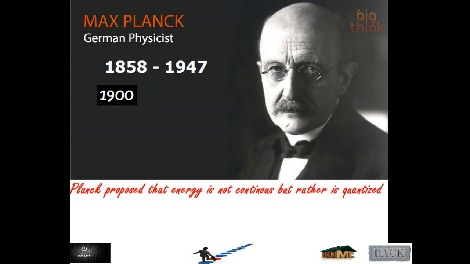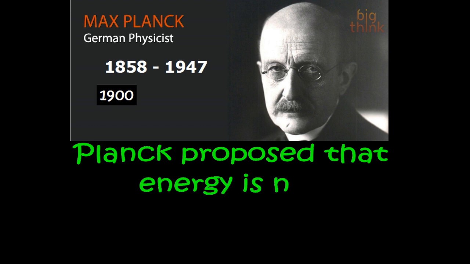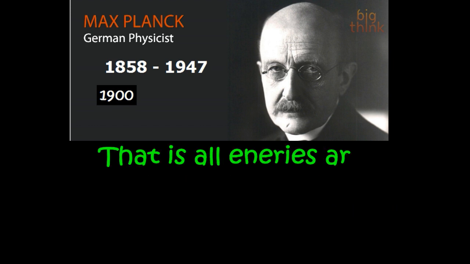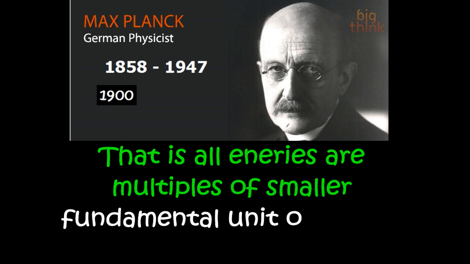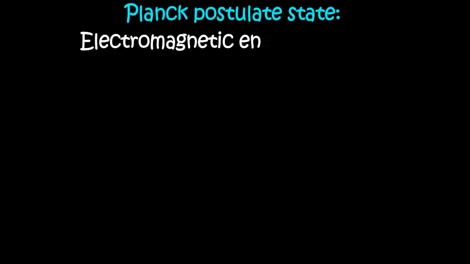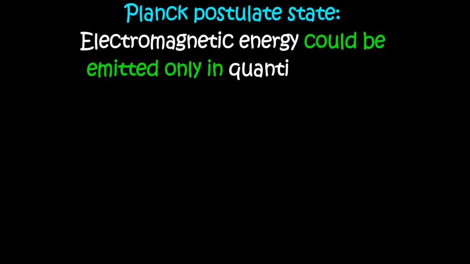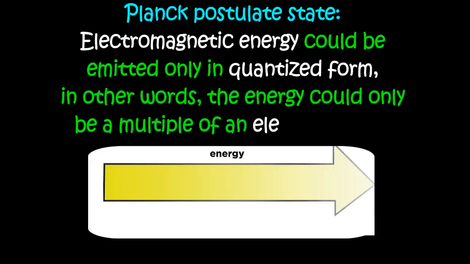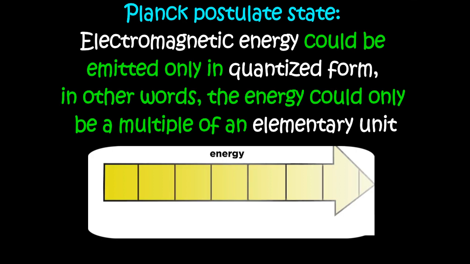In 1900, another German physicist, Max Planck, proposed that energy is not continuous, but rather is quantized. That is, all energies are multiples of a smaller fundamental unit of energy, which is Planck's energy. And his postulate states that electromagnetic energy could be emitted only in quantized form. In other words, the energy could only be a multiple of an elementary unit, which he called Planck's energy.